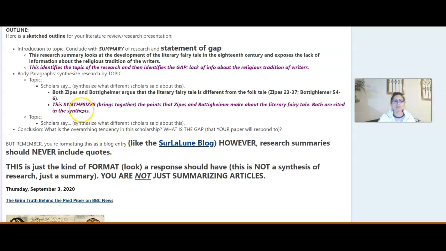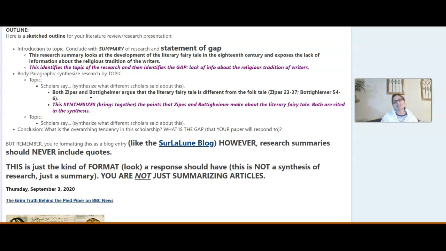So one way you could do this would be something like, both Zipes and Bottigheimer, who I would have introduced earlier with their full names and their texts, argue that the literary fairy tale differs from the folk tale. And then I cite both of them because I'm paraphrasing their work or summing up their work from these pages.